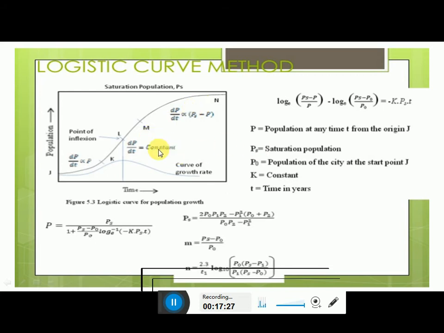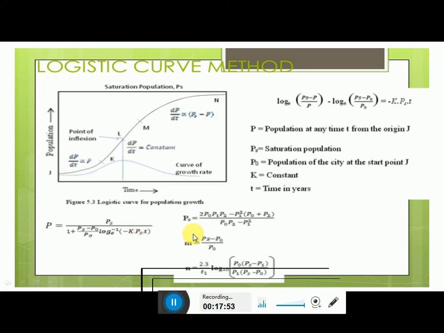Here you can see this is called the point of inflection, that is where dP by dt is constant, that is, the rate of growth of population will be constant at this point. That point is called the point of inflection. It is given by P equals Ps divided by 1 plus ((Ps minus P0) divided by P0) into e to the power minus K Ps into t.